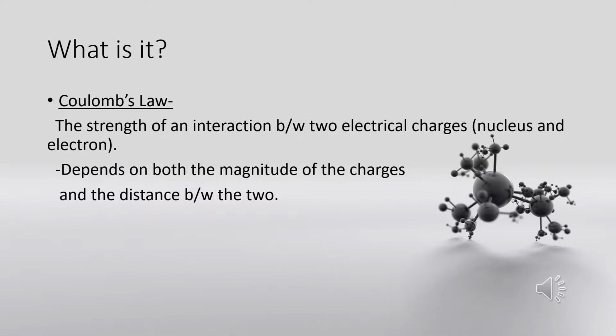Before we can actually solve for the effective nuclear charge, we must first understand what it is, and essentially we can find out what it is through Coulomb's law. Coulomb's law is the strength of an interaction between two electrical charges, the nucleus and the electron. However, it does depend on both the magnitude of the charges and the distance between the two.